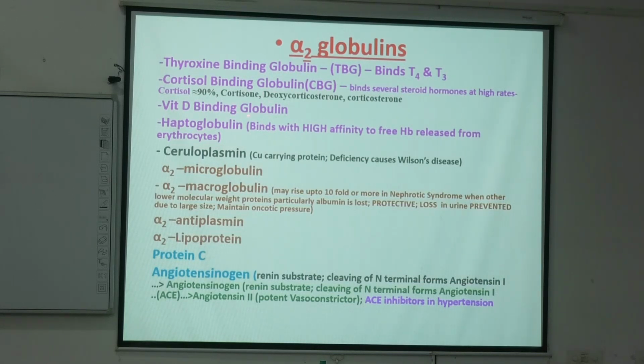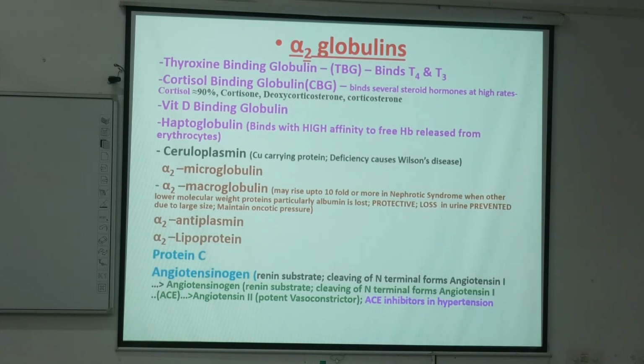Vitamin D binding globulin, haptoglobin, I have told you already, has a high affinity for free hemoglobin. Ceruloplasmin, again, is a copper carrying protein and its deficiency causes Wilson's disease. Again, an MCQ question: Wilson's disease is caused by deficiency of ceruloplasmin.